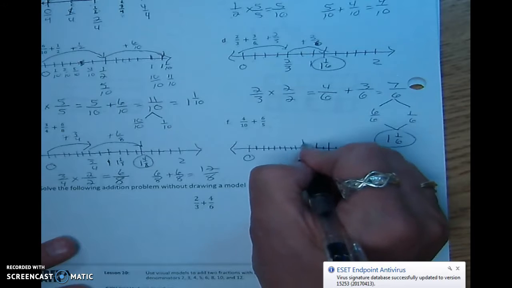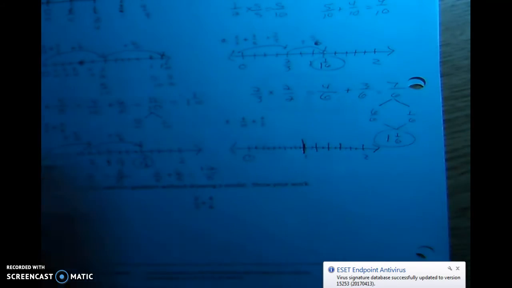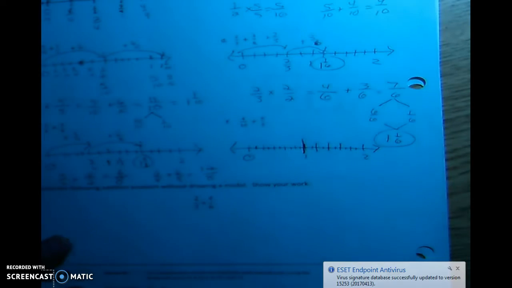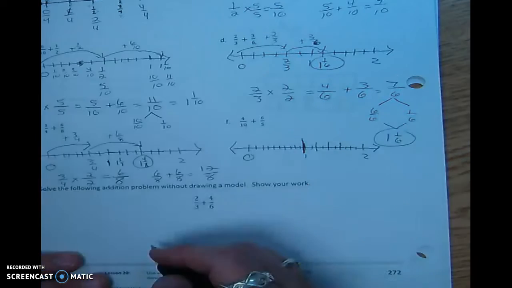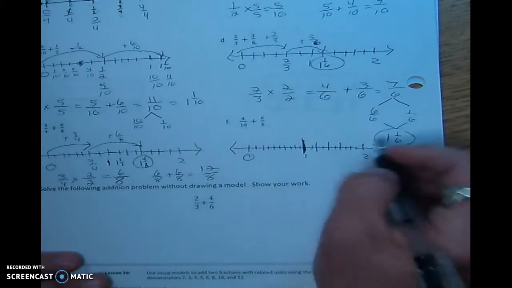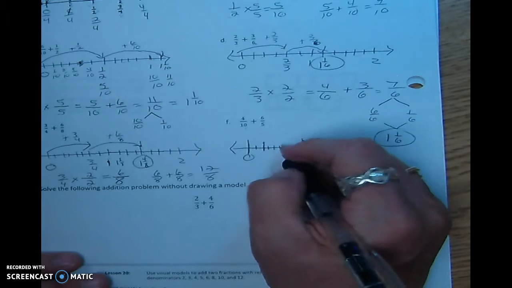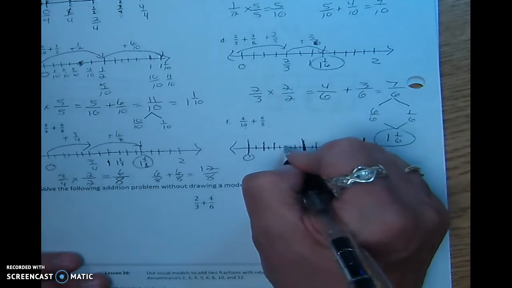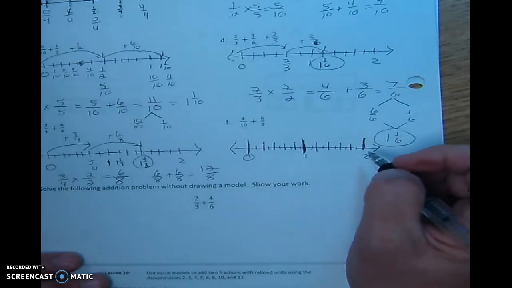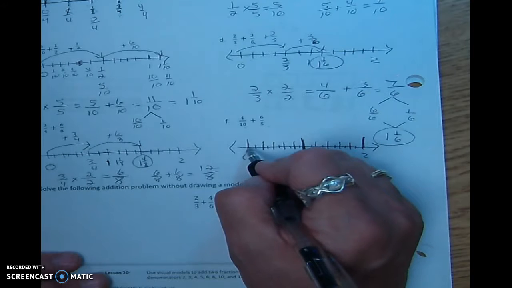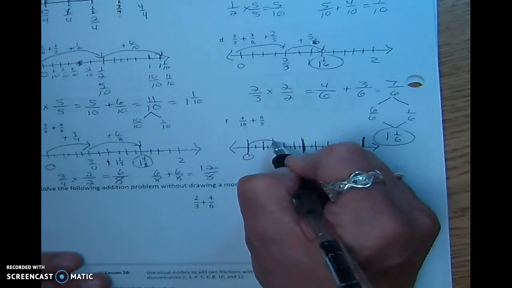I'm going to make my 1 really big, and my, oops, lights went out. Alright, so I'm going to make my 1 really big, and my 2 really big, and my 0 really big. Then I did my fifths. Okay. So, I start with 4/10. 1, 2, 3, 4. There's 4/10.